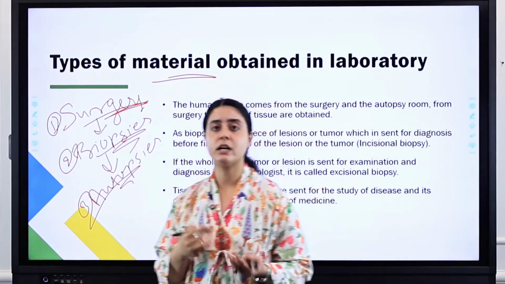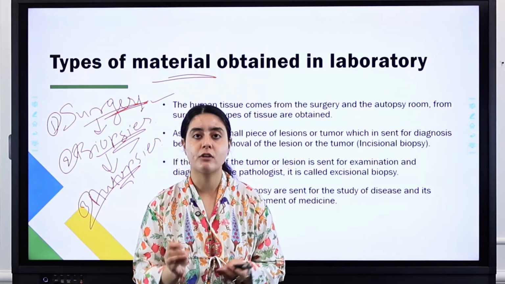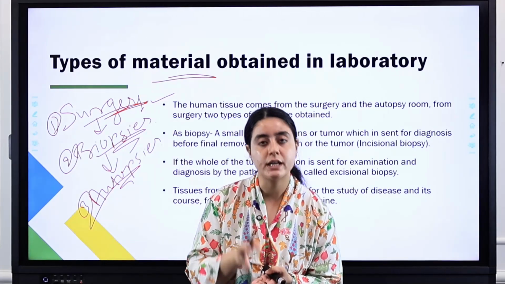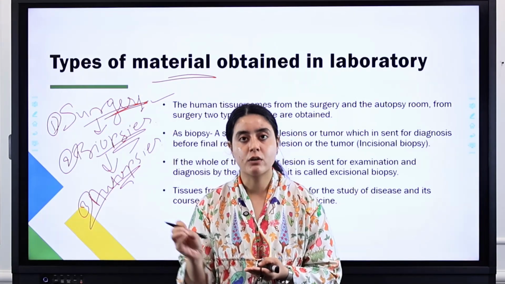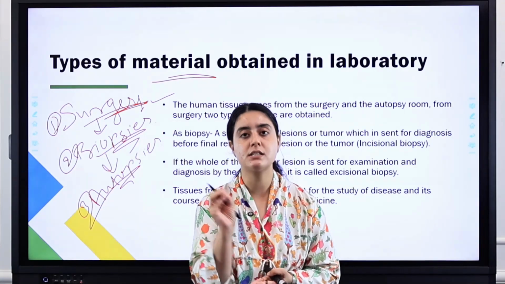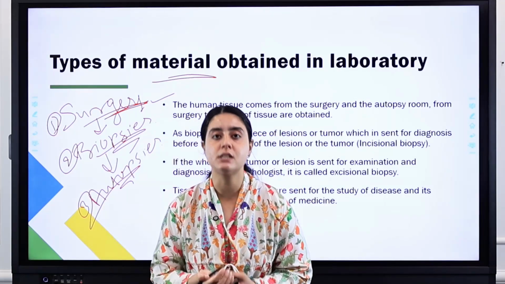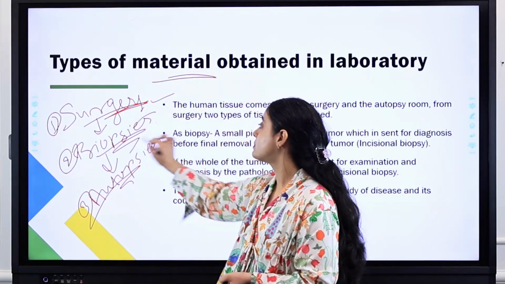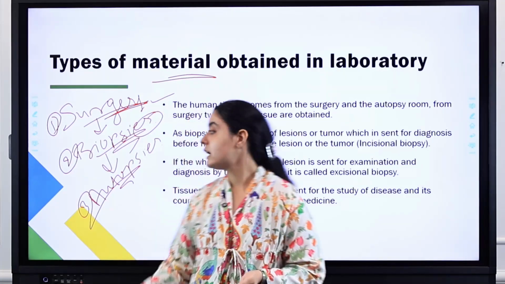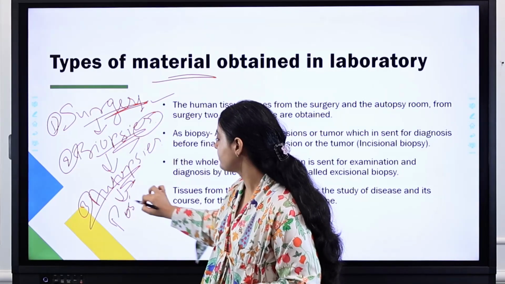So how are they different from each other? In surgery samples, when surgeons perform surgery on a patient, they cut a piece of a particular organ and send it to the lab to diagnose or to detect if there is any deformity or disease. These are the surgery samples which we receive from the operation theaters during surgeries. Then we have biopsies, which we take from the tissues or the organs. Then we have autopsies. You can also say post-mortem.